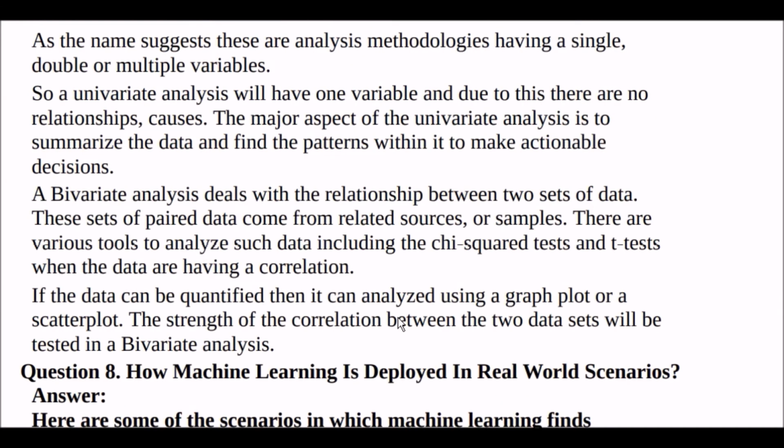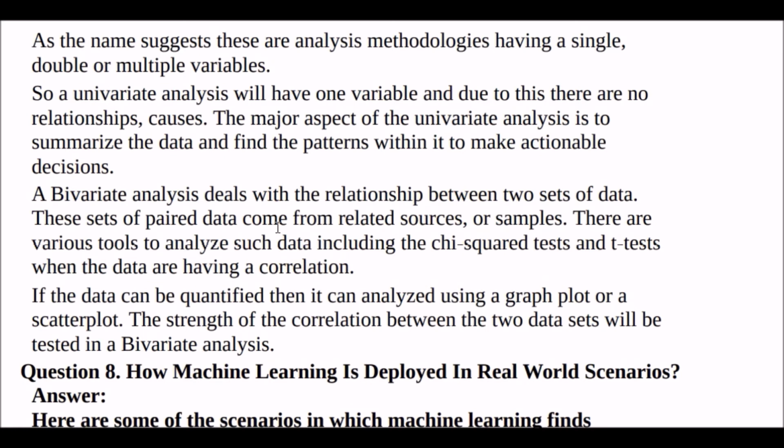The answer to this question is, as the name suggests, these are analysis methodologies having single, double, or multiple variables. A univariate analysis will have one variable, and due to this, there are no relationship causes. The major aspect of univariate analysis is to summarize the data and find the patterns within it to make actionable decisions. Next, a bivariate analysis deals with the relationship between two sets of data.